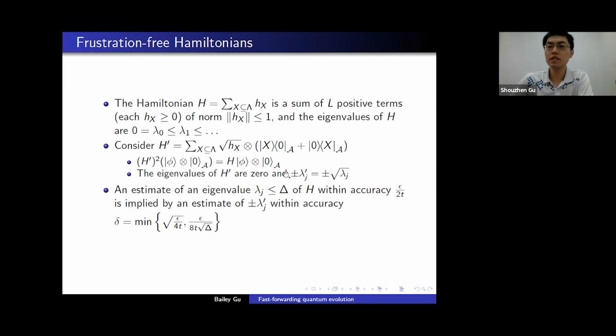Then, when we restrict to a low energy subspace, the eigenvalues of h prime are going to be more spread out than the eigenvalues of h. So in particular, if we want to estimate an eigenvalue with accuracy epsilon over t for the original Hamiltonian, then it suffices to do an estimate with slightly worse accuracy around the square root of the new Hamiltonian h prime.